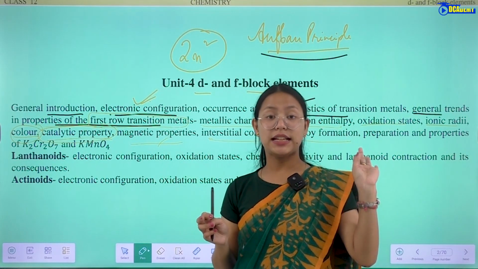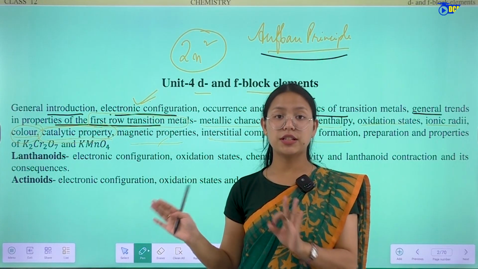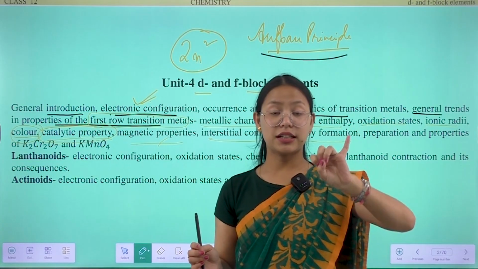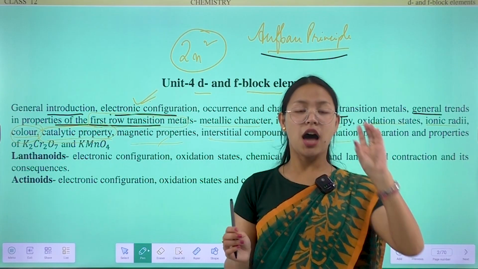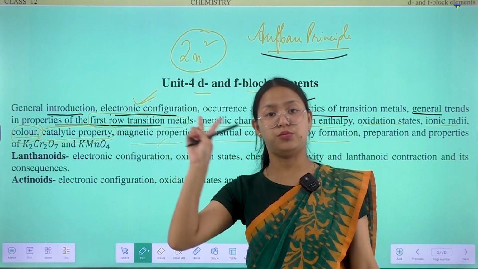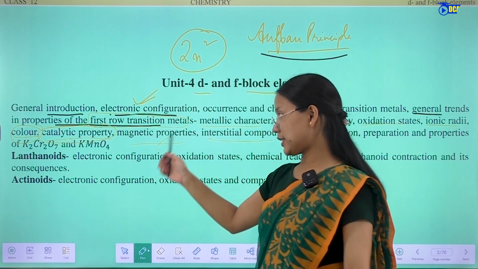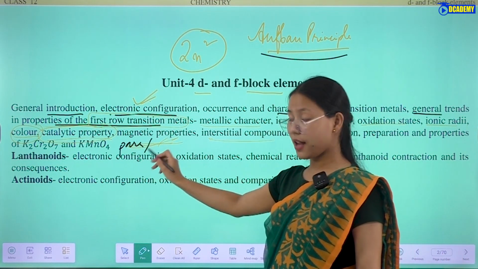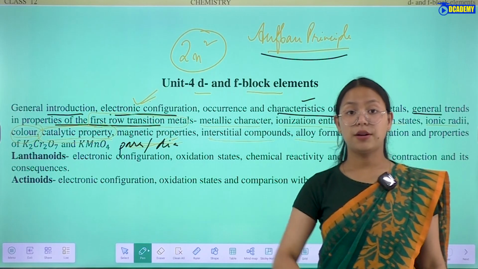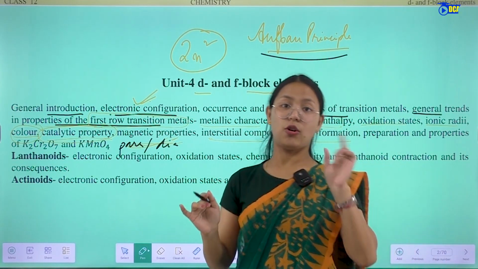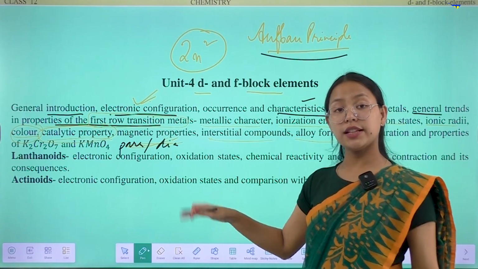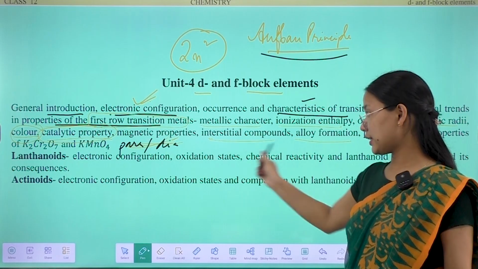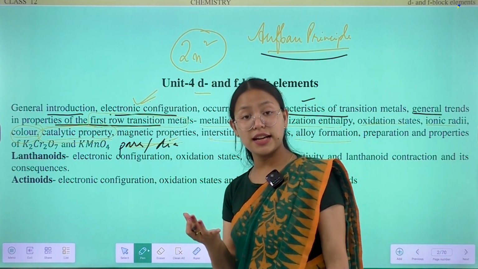Paramagnetic and diamagnetic. In class 11, you have already studied about the magnetic properties: ferromagnetic, ferrimagnetic, paramagnetic, diamagnetic, antiferromagnetic. Only two. In this magnetic properties you are going to study only paramagnetic and diamagnetic. It will be based on the number of unpaired electrons. And then interstitial compounds.